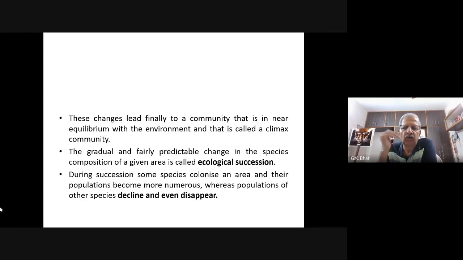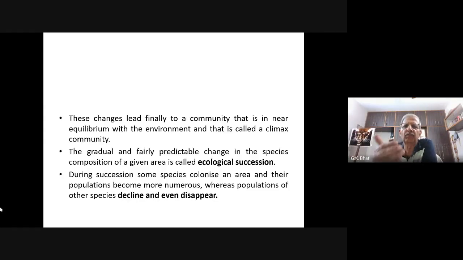So, during ecological succession, some species colonize an area and their population becomes more numerous. At the same time, some other populations, species, decline in number and finally disappear.